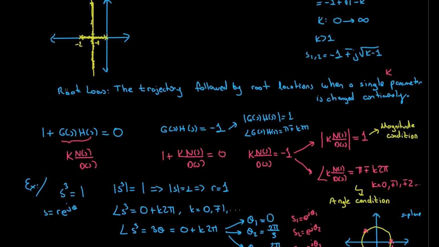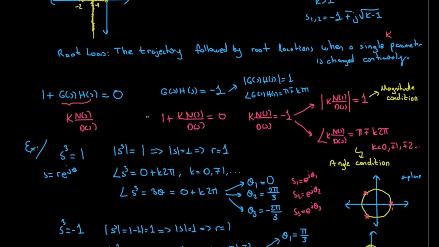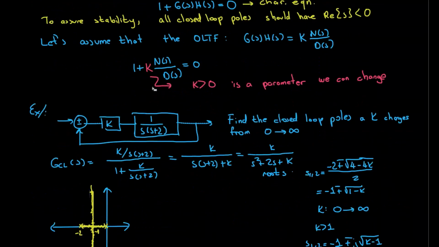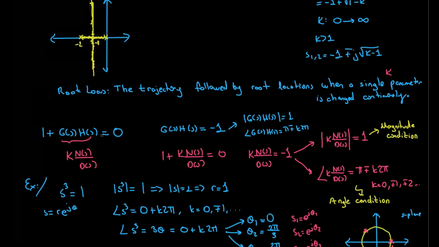Here is the brief definition of the root locus: the trajectory followed by root locations. What we're interested in most of the time is closed loop poles when a single parameter is changed continuously, and that single parameter is usually indicated by K in our example. To attack such a problem, I need to write down the denominator of the closed loop transfer function, like 1 plus G(s)H(s) equals 0. That's what I'm interested in.